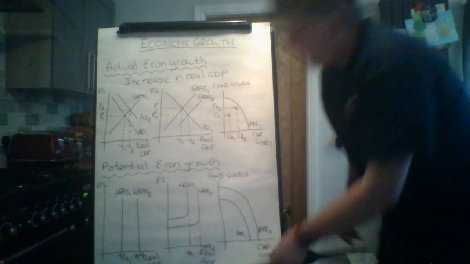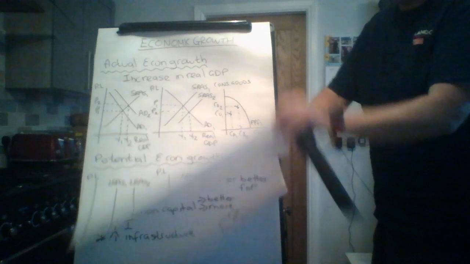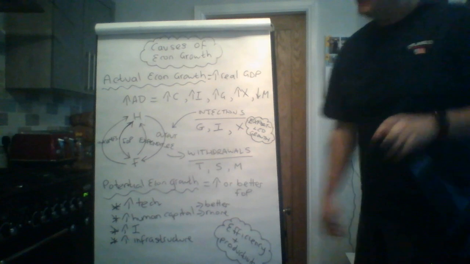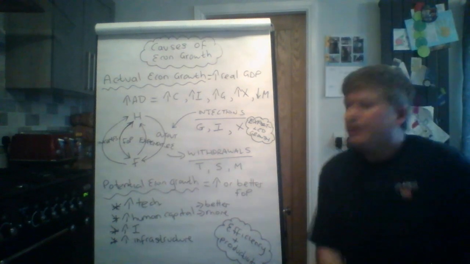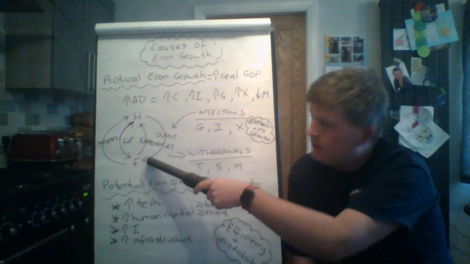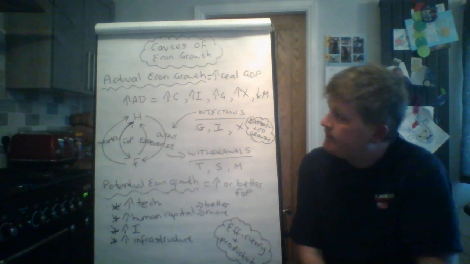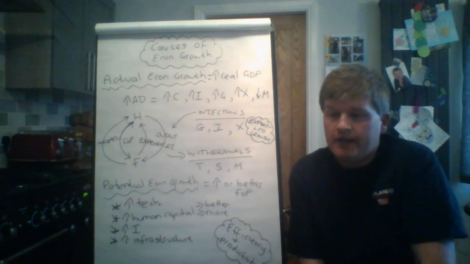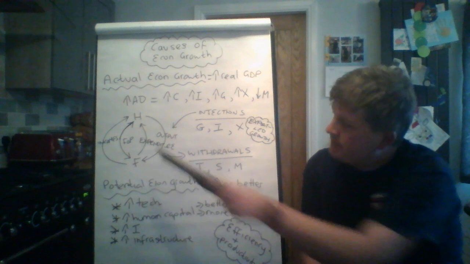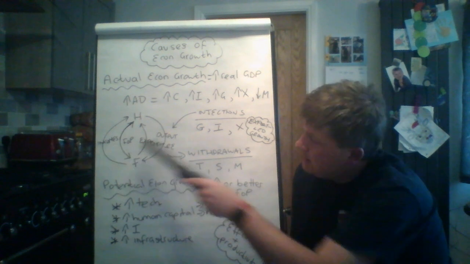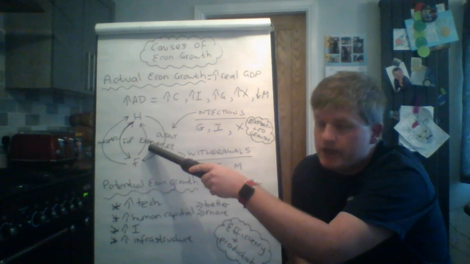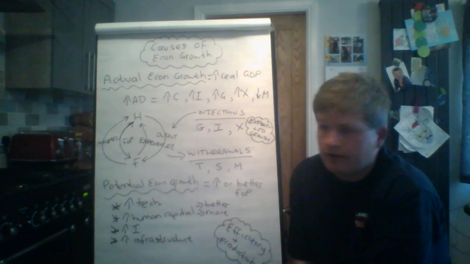Right, okay, let's now think about then causes of both actual and potential economic growth. Right, I'm going to bring back this diagram here, the circular flow of income, output and expenditure. Remember, to measure the output of the economy, we can use the circular flow. Income, output, expenditure, they all show me how big the economy is. Think about it logically.